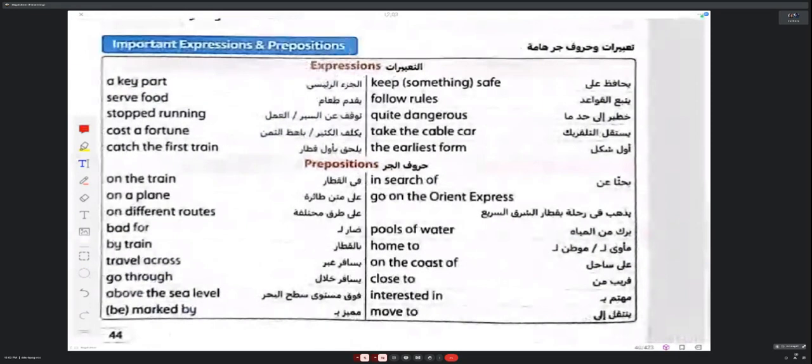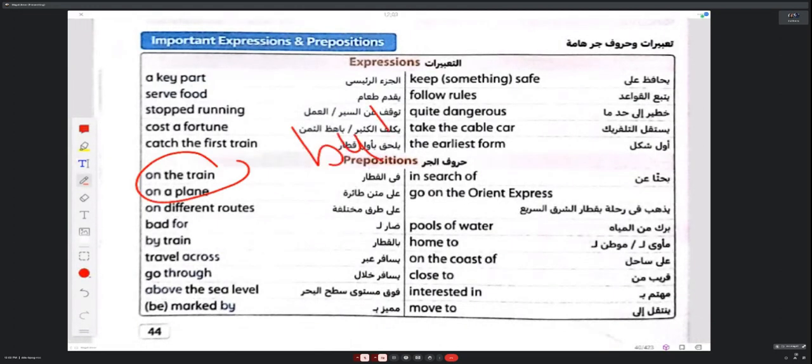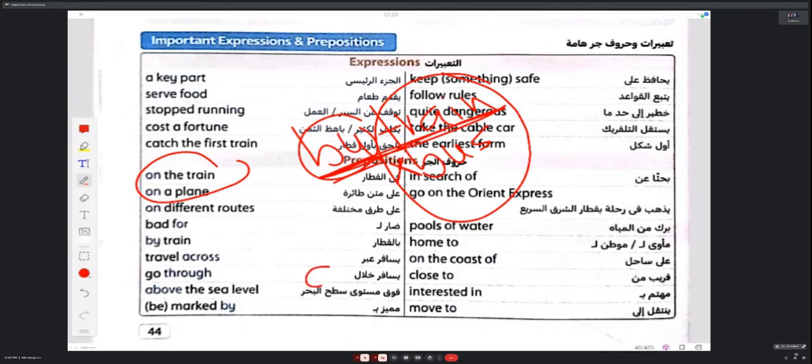Now the difference between on and by. By train, by plane, by bus. So by is not followed by any articles or anything. There is nothing between by and the means of transport. By bus, by train, by bike, and so on. But when we use on, we use a or an or the or my or your and so on. So there is something between on and the means of transport. On a bus, on a train, on the bus, on the train, on my or your bus, and so on.